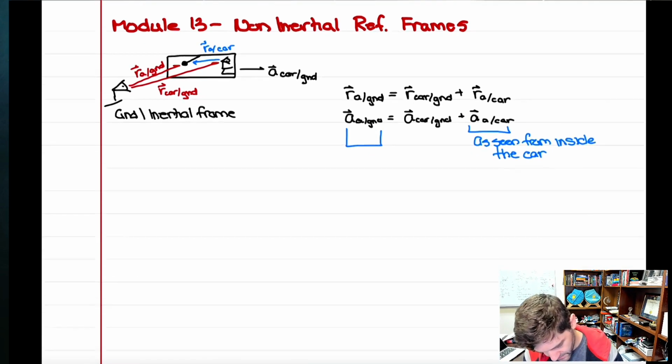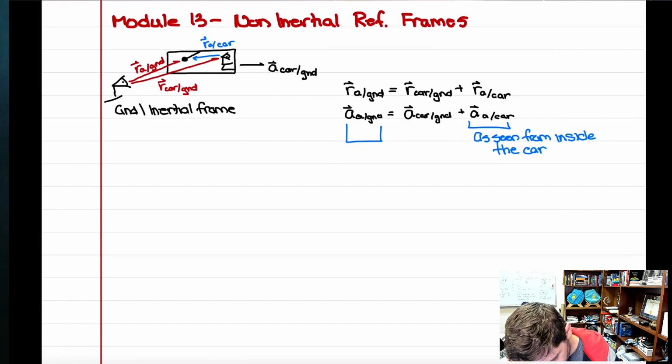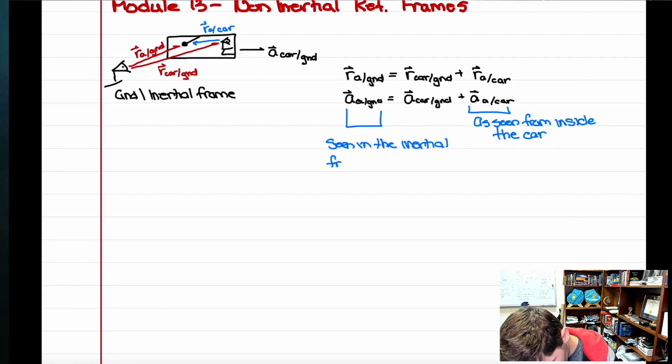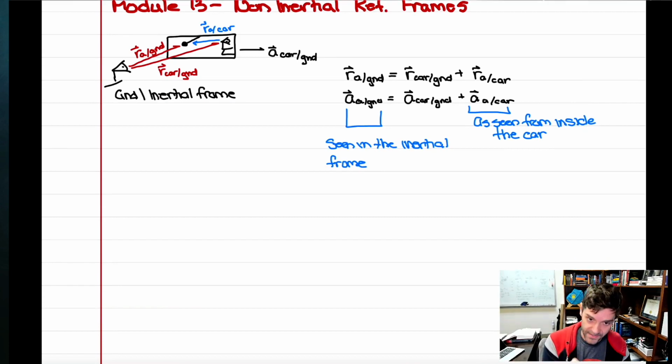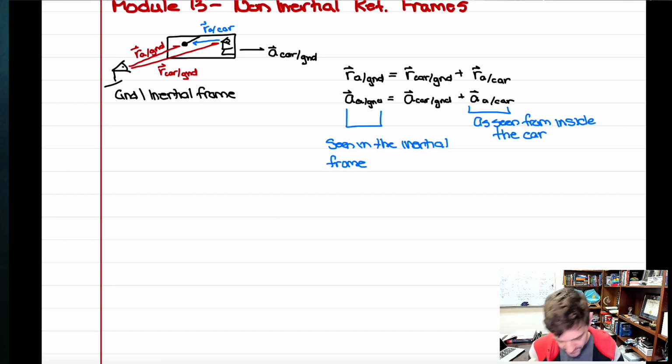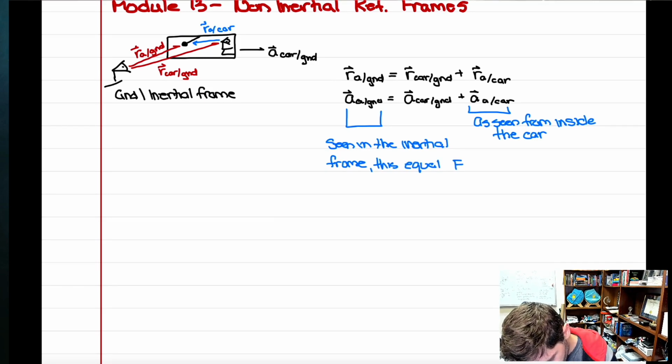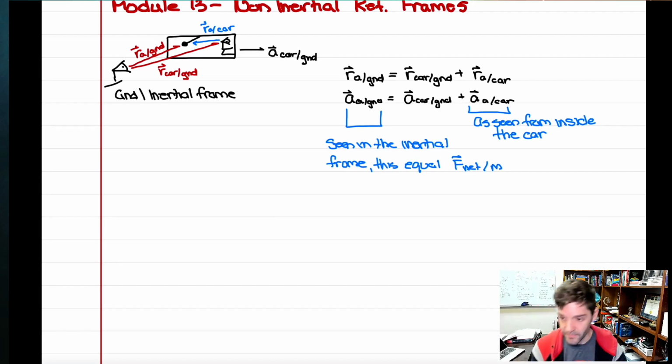This acceleration is the acceleration as seen in the inertial frame. It is this acceleration that Newton's second law correctly connects to. So this is equal to F net divided by m, the mass of the object. F equals ma only applies in an inertial frame, so it's that acceleration on the left-hand side that connects to the net forces acting on the object.